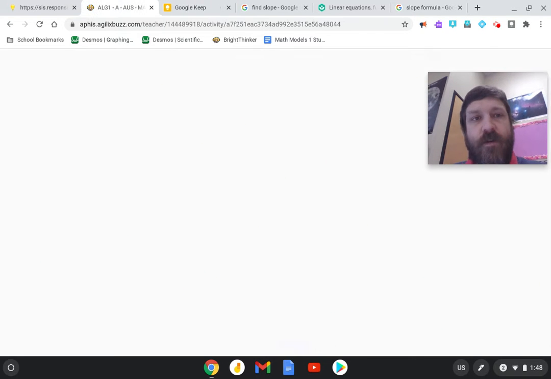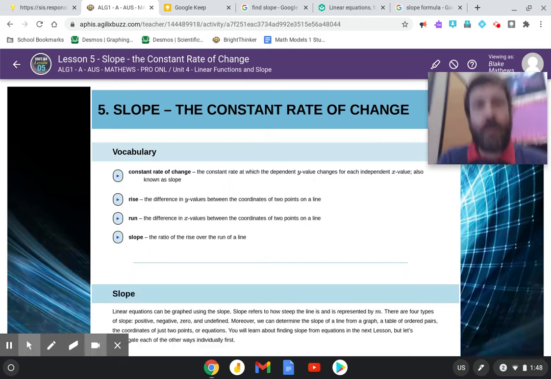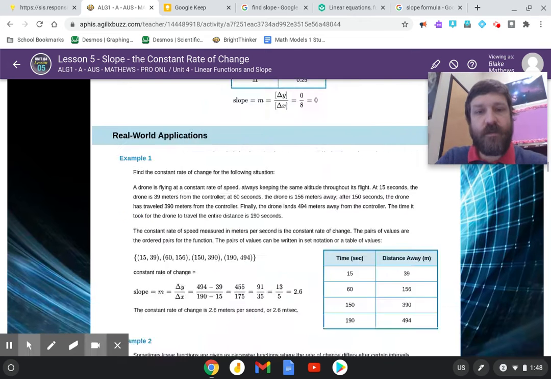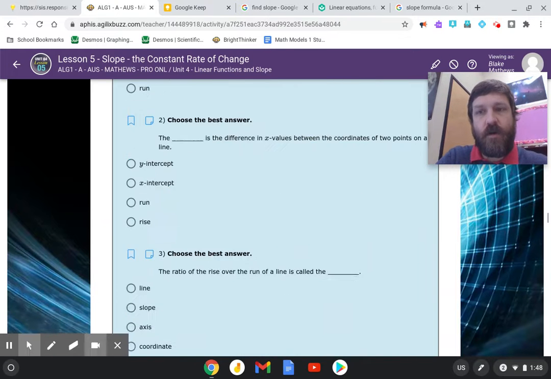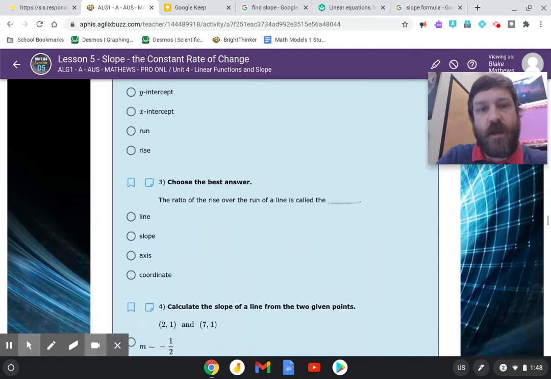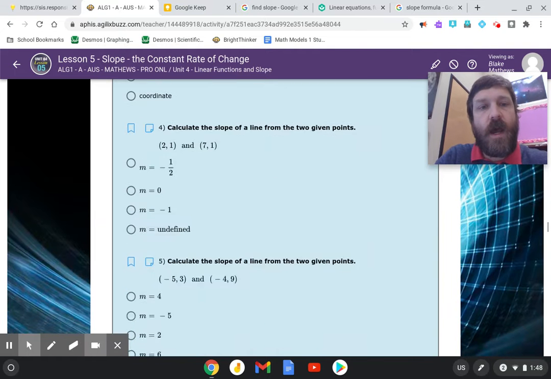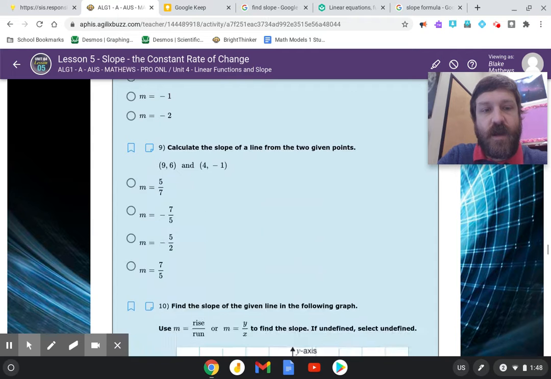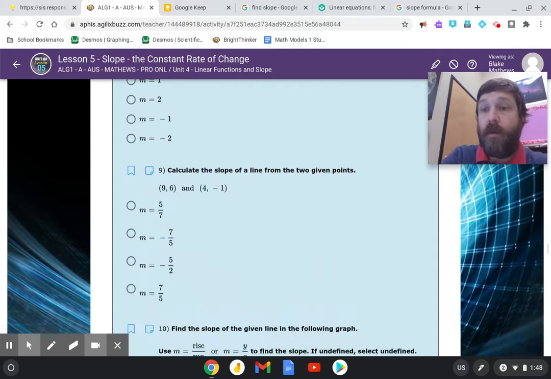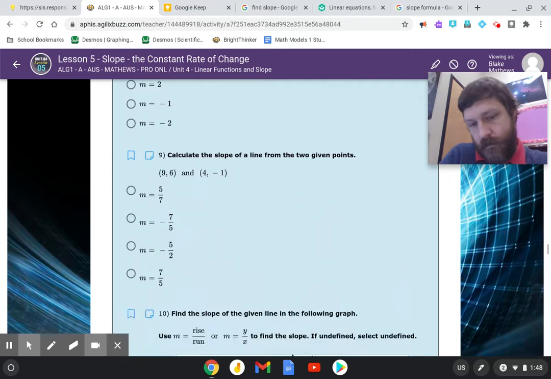So let me just jump over to the lesson so you can see what kind of things you're going to be doing. Obviously, there's going to be some vocab here. 1, 2, and 3 is all vocab, so read the lesson and make sure you answer those vocab questions. 4, 5, 6, 7, 8, 9, all is doing what we just got done doing, which is calculating the slope with 2 points. So just plug everything into that formula.